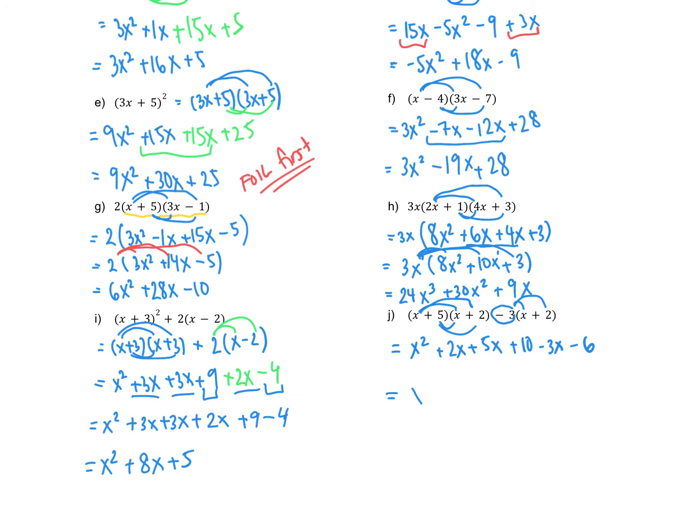Now time to collect. X squared stays, but then I have a 2x, a 5x, and a negative 3x that I'm going to group, and then I have a positive 10 and a minus 6. X squared, 2 plus 5 is 7, minus 3 is 4, so 4 x's, and then 10 minus 6 is 4. And there we have it.